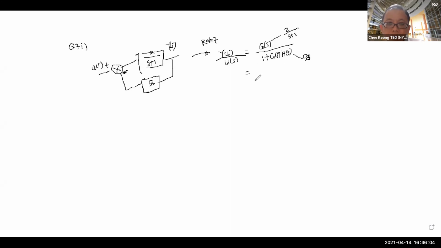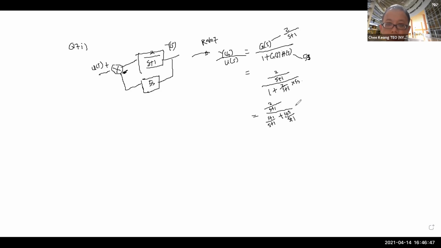So with this, you just plug in the top, G as 2 over s plus 1, divided by 1 plus 2 over s plus 1 multiplied by 5s. Right, so what you get is 2 over s plus 1 over 1, you can convert to s plus 1 over s plus 1. So it's (s plus 1) over (s plus 1). That's 1. And then plus 2 times 5 to be 10. Plus 10s over s plus 1.